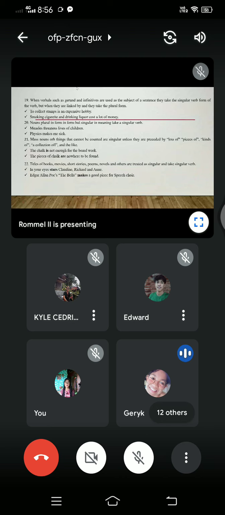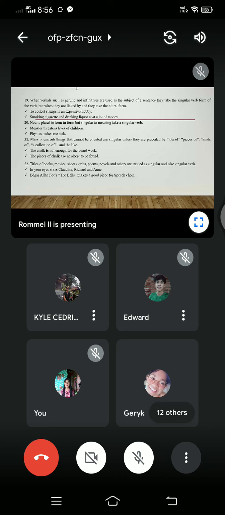Number 20. Nouns plural in form but singular in meaning take a singular verb. Mumps threatens the lives of children. Physics makes me sick. Number 21. Mass nouns or things that cannot be counted are singular unless they are preceded by lots of, pieces of, kinds of, a collection of, and the like. For example, the chalk is enough for the board work. The pieces of chalk are nowhere to be found.